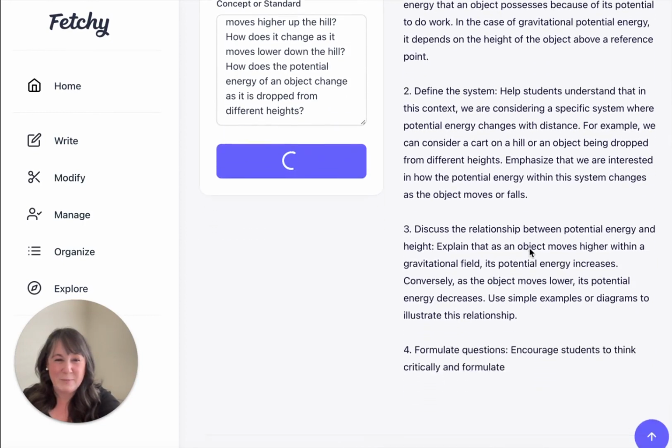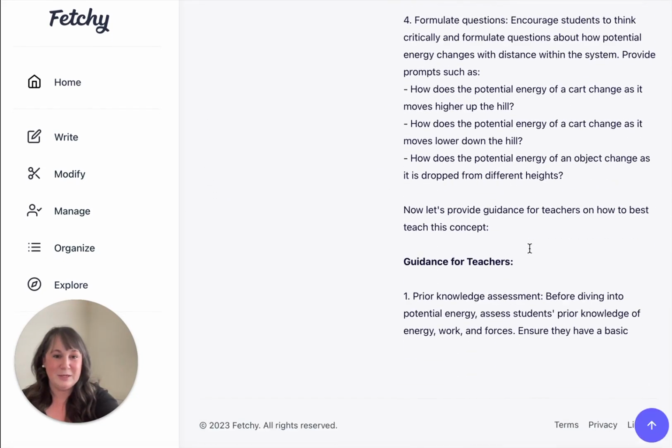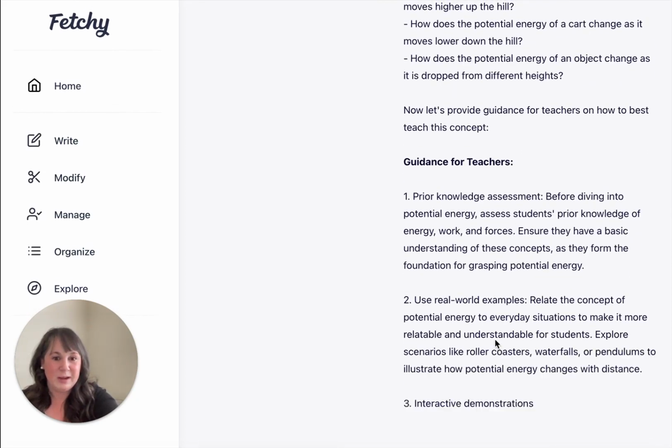It's kind of like the secret weapon that you don't necessarily want everyone to know you're using, but it really makes a difference in your practice. So this is a great example.